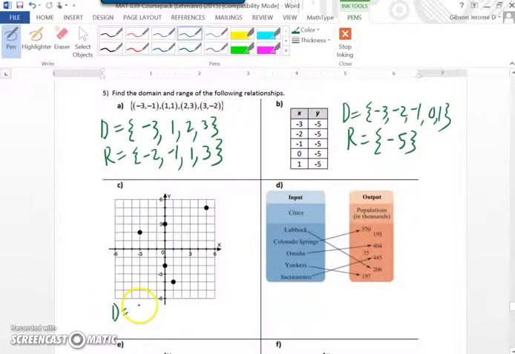Now here your domain. We look here at our x values. The first is the x value to the left, which is negative 3. Then we will have 0. We have 1. And then we will have 5. Now your range, it's all of your y values here. Your lowest y value is -4. The next lowest is -2. And the next lowest would be +2.